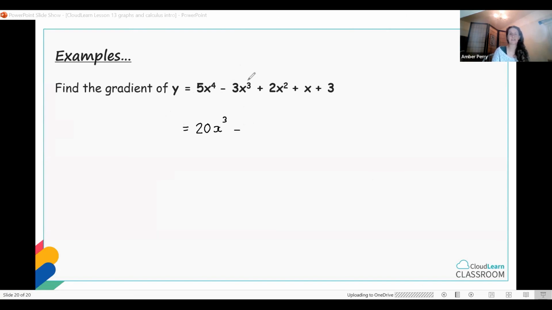I'm going to take this 3 and I'm going to bring it down and times it by the 3. So I've got 9x squared plus, I'm going to take this 2, bring it down and times it by the 2. So I've got 4x and then reduce that power by 1. So it's just x. Now, if I reduce that, so that's going to be to the power of 1. So it's just going to be 1x to the power of 0. So it's just going to be 1. And this one just goes away.